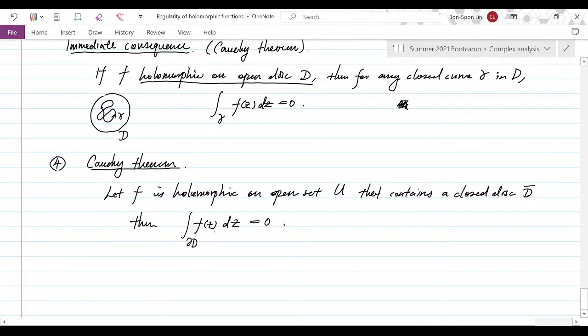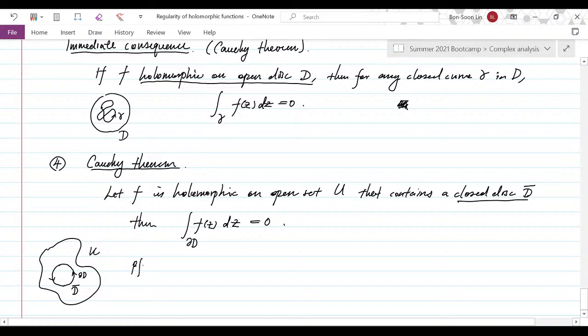Now, why is this true? Well, let's say this is your open set, U. It looks kind of weird. And say it contains this closed disk, so it contains this boundary as well, and we're integrating along this boundary like this. Well, firstly, because it contains a closed disk, and this closed disk is compact, one can prove that there is in fact another open disk around this closed disk that is still inside U. So there is an open disk neighborhood of this closed disk in U.